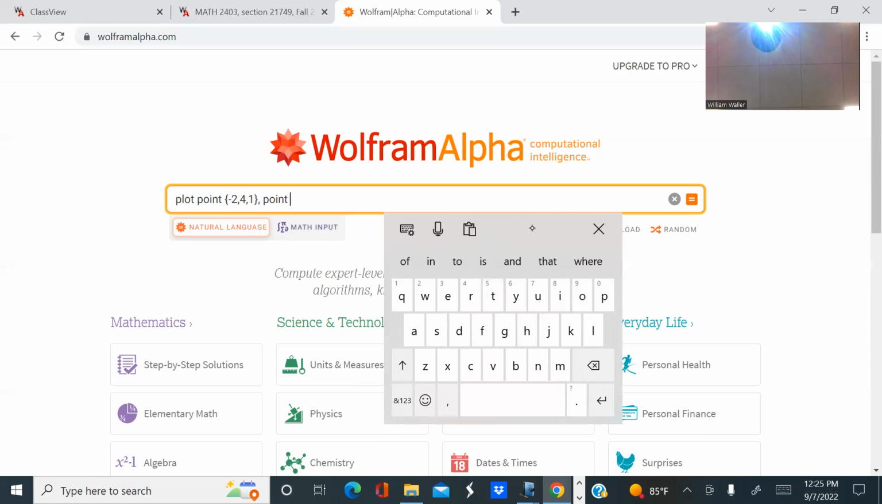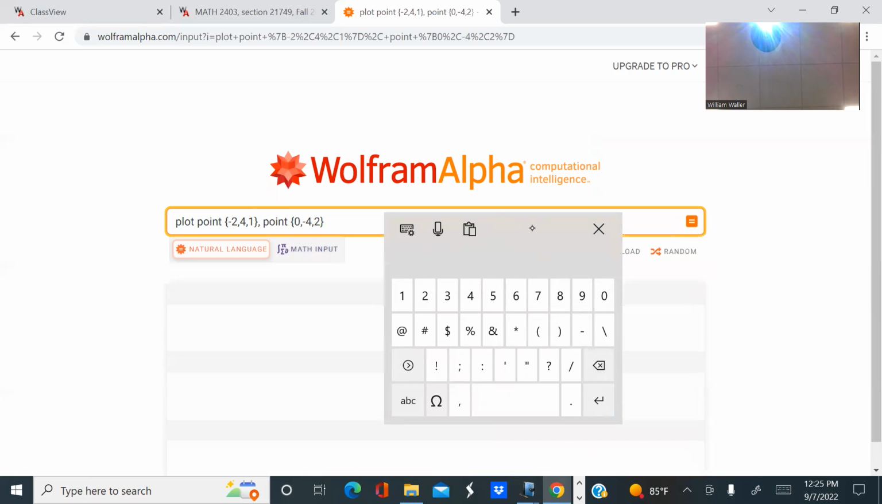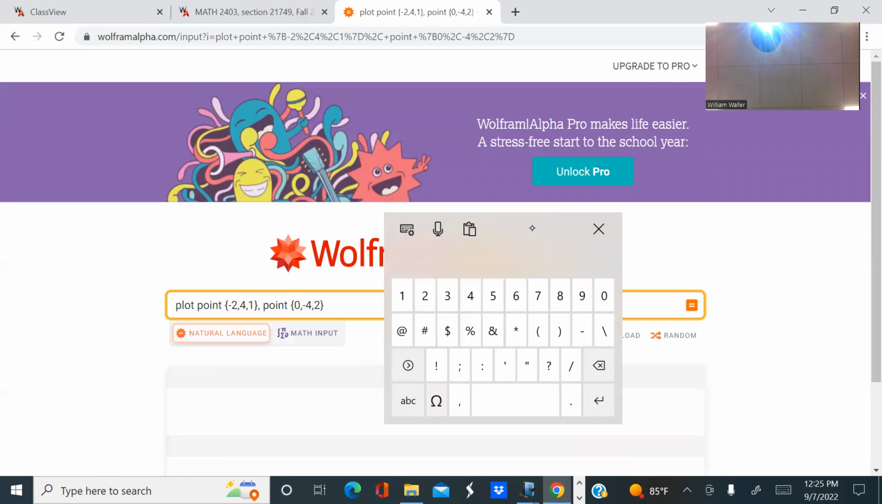And then let's tell it again that we're plotting a second point here. And what was that second point? 0, -2. 0, -4, and 2. All right, let's see how things work here. And then we just hit enter, or you can hit equal here. Let's see if Wolfram Alpha is going to be nice to me.